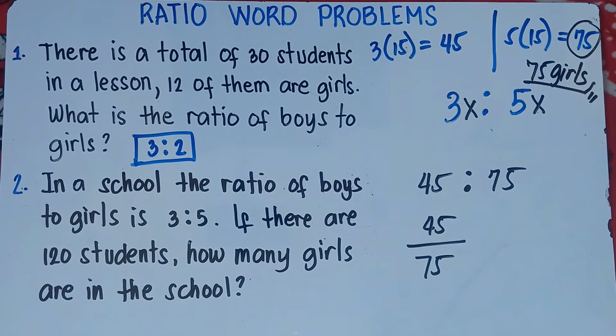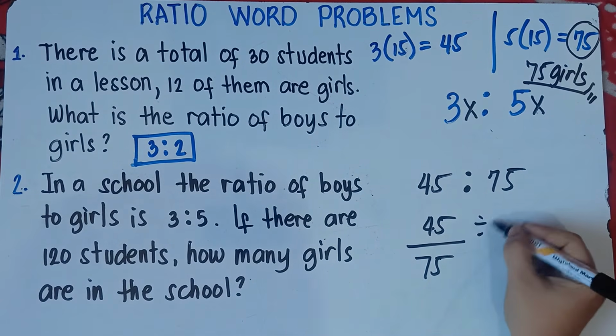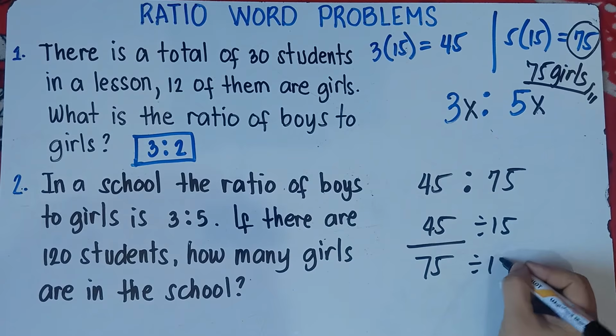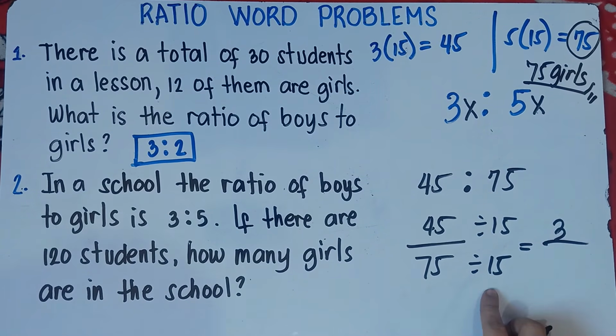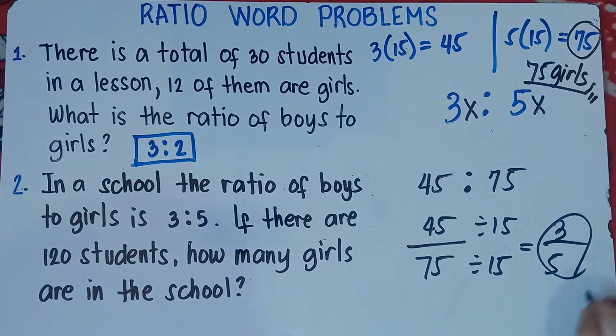Can we reduce this one? Yup, we can reduce this one by 15. So, 45 divided by 15, that is 3. 75 divided by 15, that is 5. That's correct. The ratio is 3:5. That's it, class. That's the answer for number 2. So, that's how you answer number 2, class. You substitute any variable for you to make an equation.